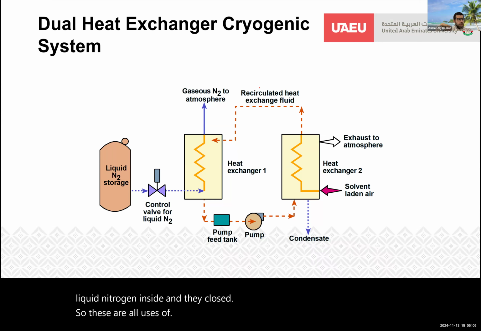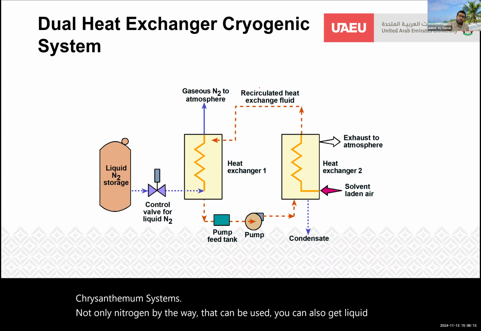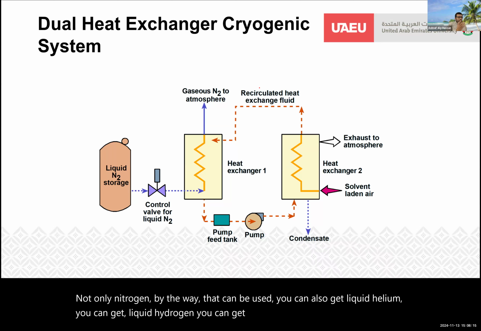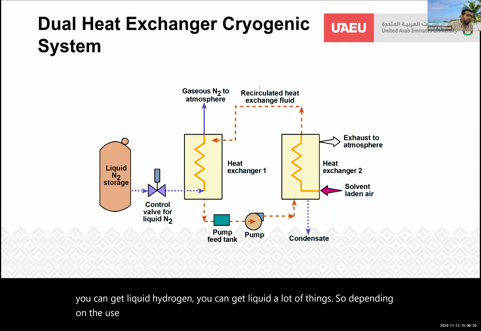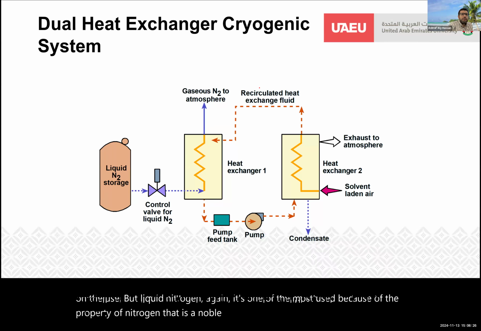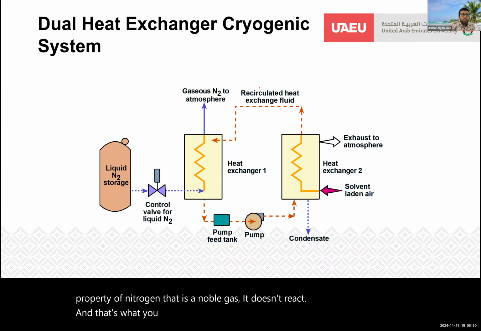So these are all uses of cryogenic systems. Not only nitrogen can be used, by the way. You can also get liquid helium, liquid hydrogen, a lot of things, depending on the use. But liquid nitrogen is one of the most used because of the property of nitrogen that it's a noble gas. It doesn't react. And that's what you want, right? You want to decrease the temperature without any reactions.